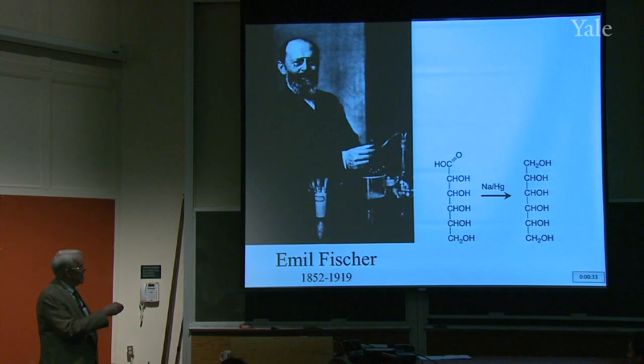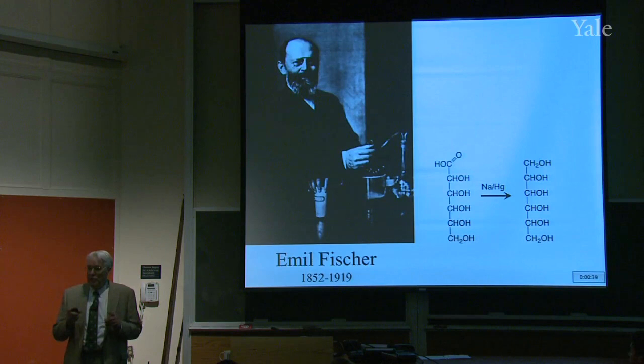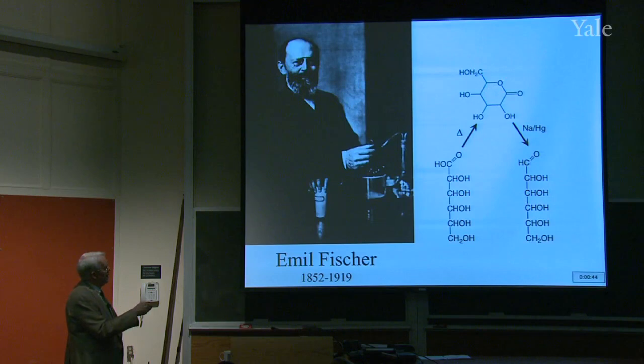It's very difficult to stop at the aldehyde. But Fischer found a way to stop at the aldehyde, which was to first heat it to make this lactone, a cyclic ester, and then reduce that with sodium and mercury. And now he got the aldehyde here.